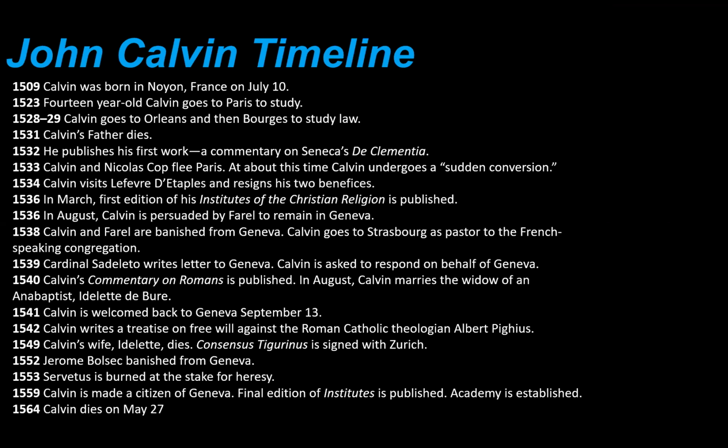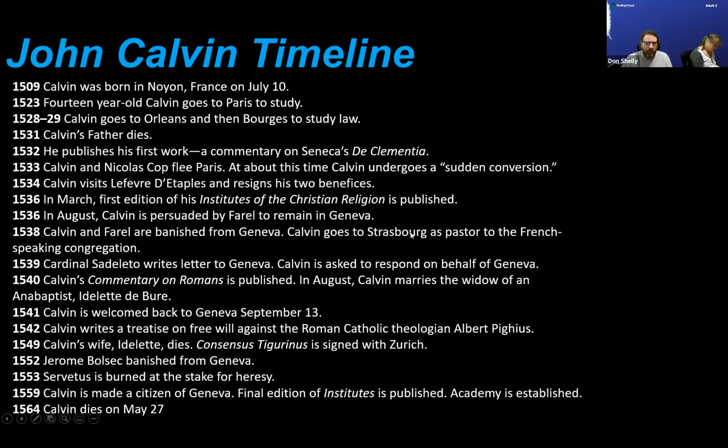He leaves there to go to Strasbourg, where he ends up being a pastor to a French-speaking congregation. In fact, they call the church that he founds there the Little French Church in Strasbourg. And he's there for a period of time. That's actually where he meets the woman that will become his wife, who's a widow. Her name is Idolette. She happens to be the widow of an Anabaptist. And so there are some things that come in from her thoughts about theology that have some influence on Calvin. And what we see here is that he's sort of sent into exile.